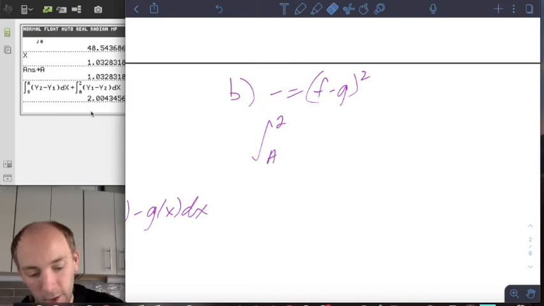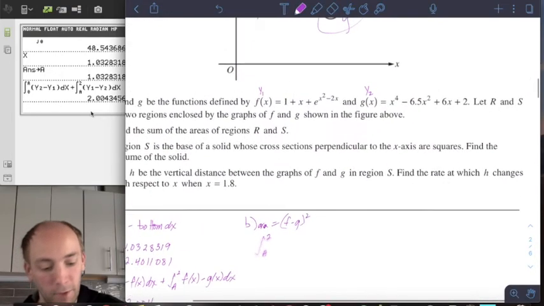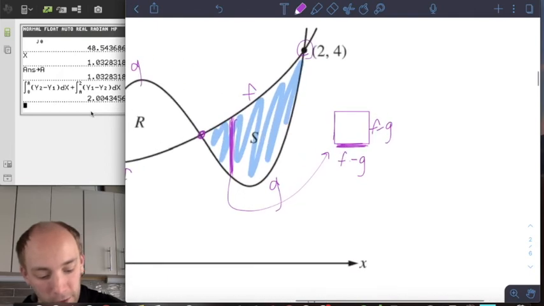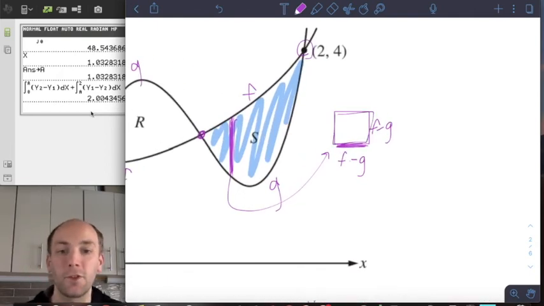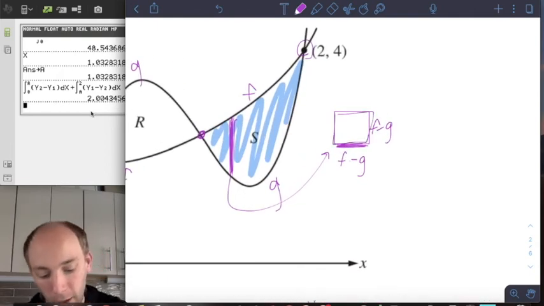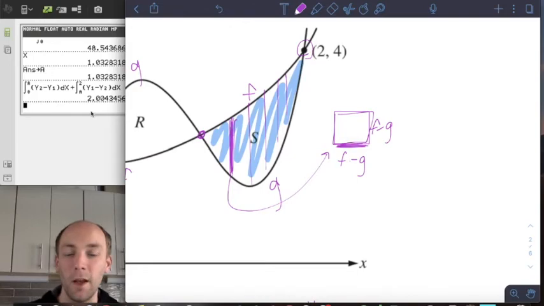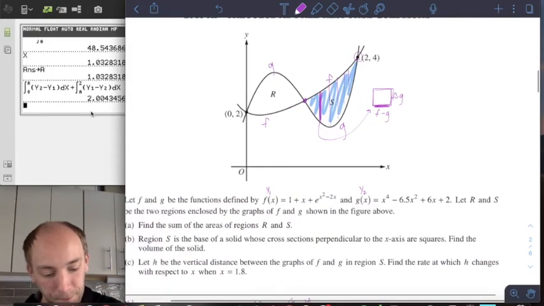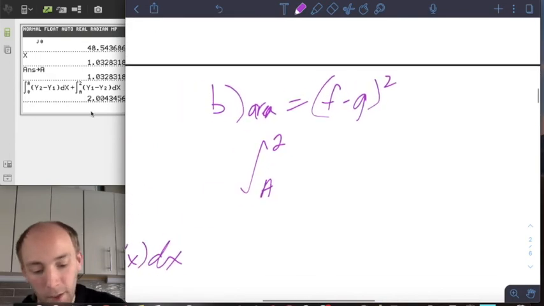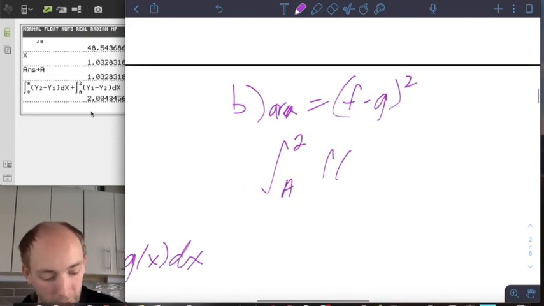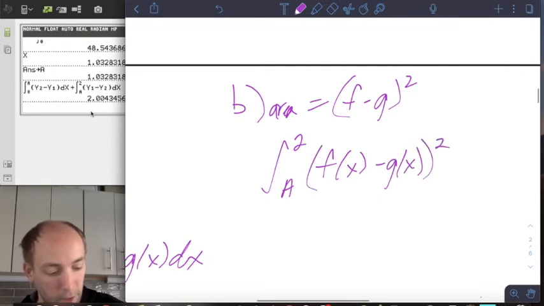Let's change this to just say area. So the area of each cross section, the area of this slice, is f minus g squared. And this is all comprised of all these different squares, right? I know it's hard to visualize, but just bear with me. So to find the volume, we take the integral and add up all these slices from a to 2 of f of x minus g of x, and we're going to square that.